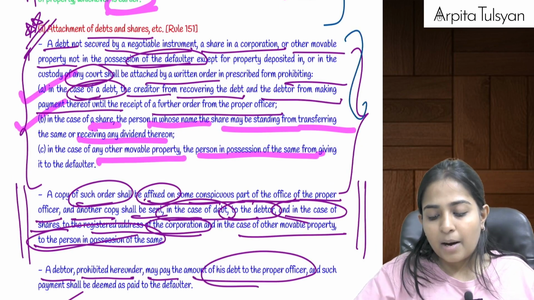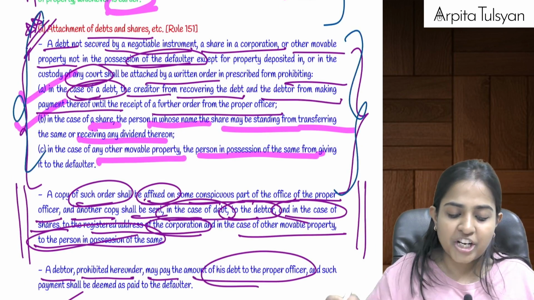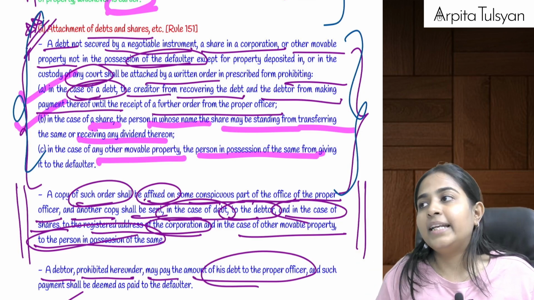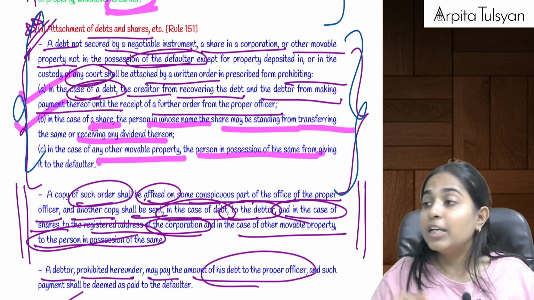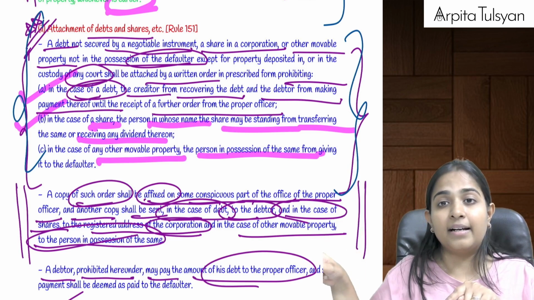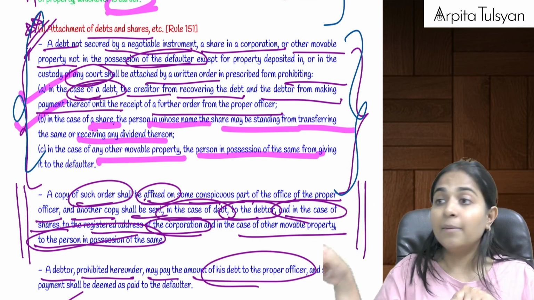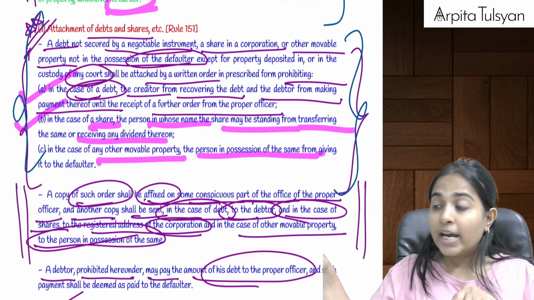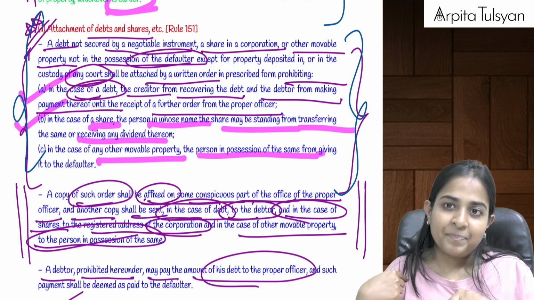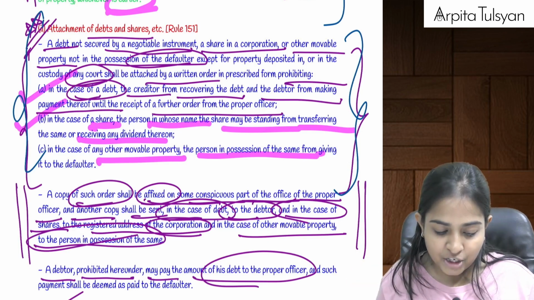Then what about attachment of debts, shares, etc.? Now let's say there are some receivables in my balance sheet. Then in that case, I will tell that person, you will not collect this money from your debtors. Same way, I will go to his debtor and tell that particular person, please don't pay to your creditor. If you want to pay any amount, then please pay directly to the government. This is just like your garnishee proceedings.